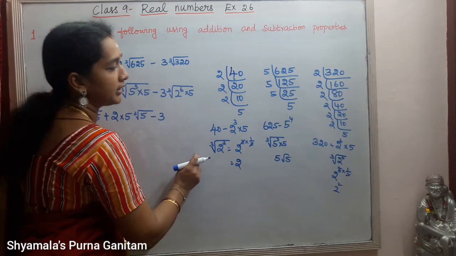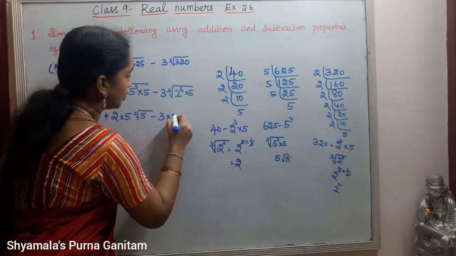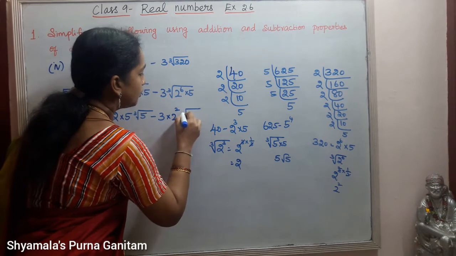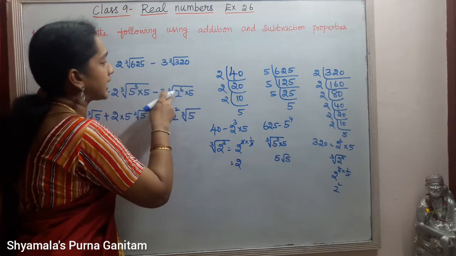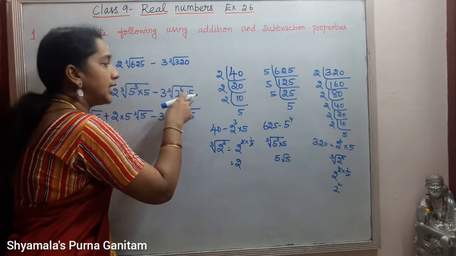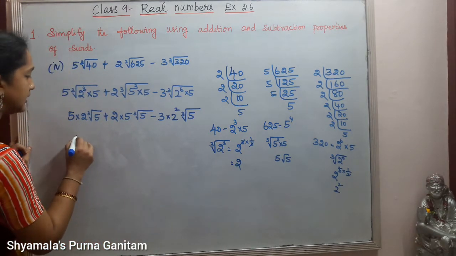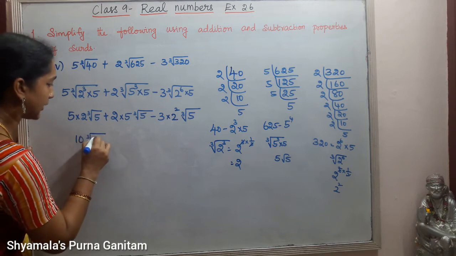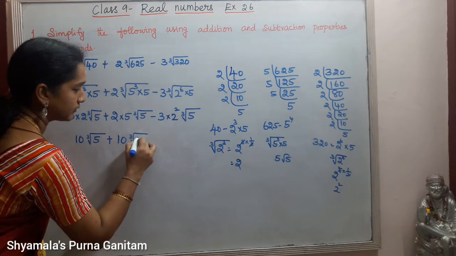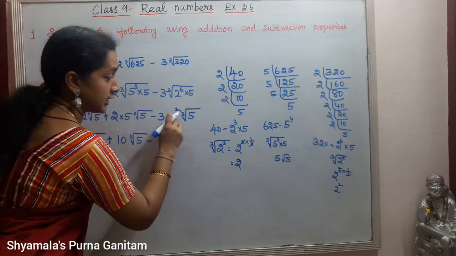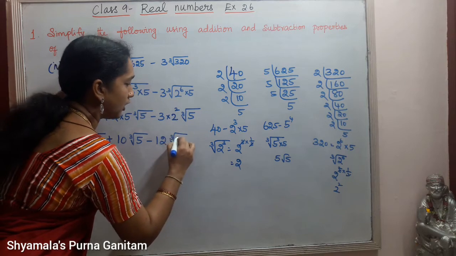So cube root of 2 power 6 we will get as 2 power 2. So into 2 power 2 into cube root of 5. So this 5 we are not doing anything. We will write it inside that cube root. Okay. So 5 2s are 10 into cube root of 5, plus 5 2s are 10 into cube root of 5, minus 3 2s, this is 2 power 2. So 2 2s are 4, 4 3s are 12 into cube root of 5.